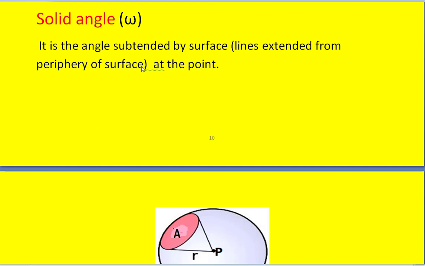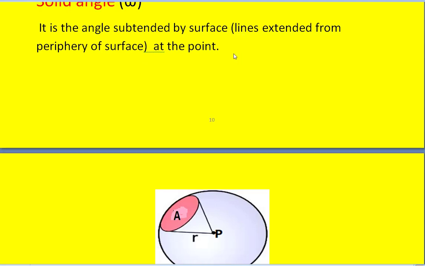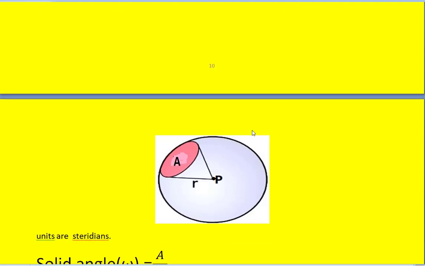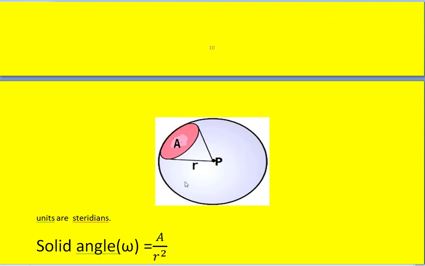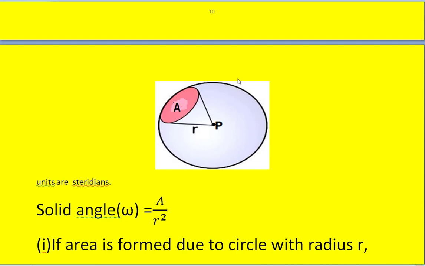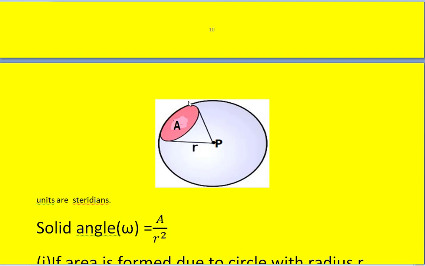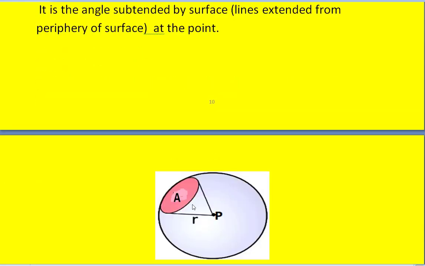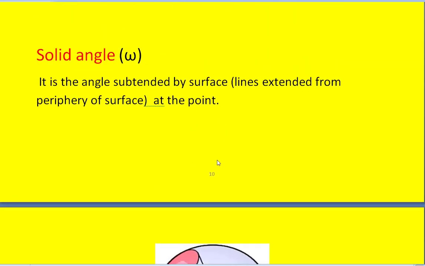Next, solid angle. It is nothing but the angle subtended by a surface at a point. So let us assume, to understand this, a sphere. So it is a sphere, and part of that, we are taking a cone like this. So this is the area that we are taking into account. The angle subtended by this area at this point P is nothing but the solid angle.